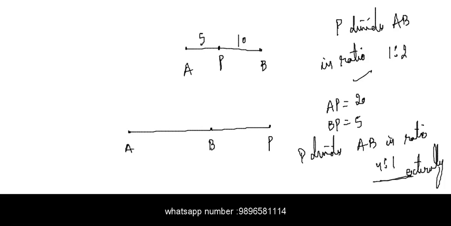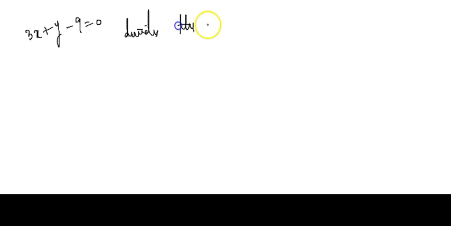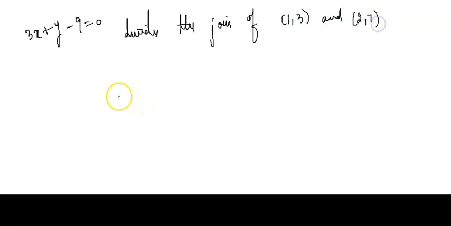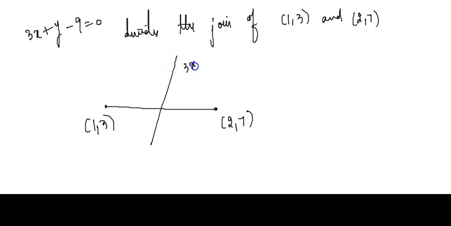One more thing, suppose we need to find the ratio in which the line 3x plus y minus 9 equal to 0 divides the join of (1, 3) and (2, 7). We need to find the ratio. So what does it mean? Suppose there is a line joining these 2 points (1, 3) and (2, 7), and there is a line 3x plus y minus 9 equal to 0 which divides it in some ratio. Let us say the ratio is k:1. We need to find this ratio.